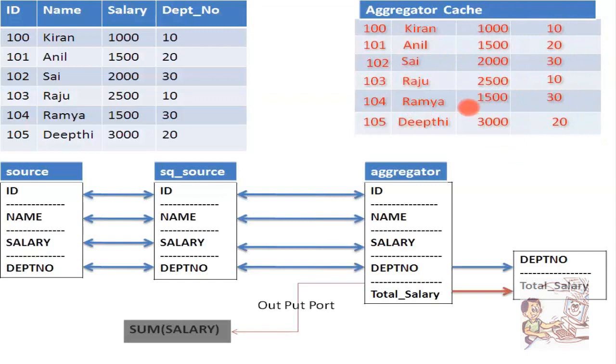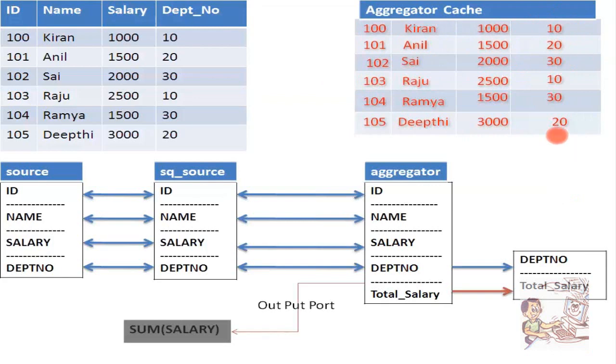We have just 6 records, so we are able to give the answer. But if I have 1 million records in my cache, in that case... As of now, I just have 6 records. 100 Kiran belongs to the 10th group and 103 Raju belongs to the 10th group. But if you have millions of records, there should be a mechanism to find all the 10th department records.